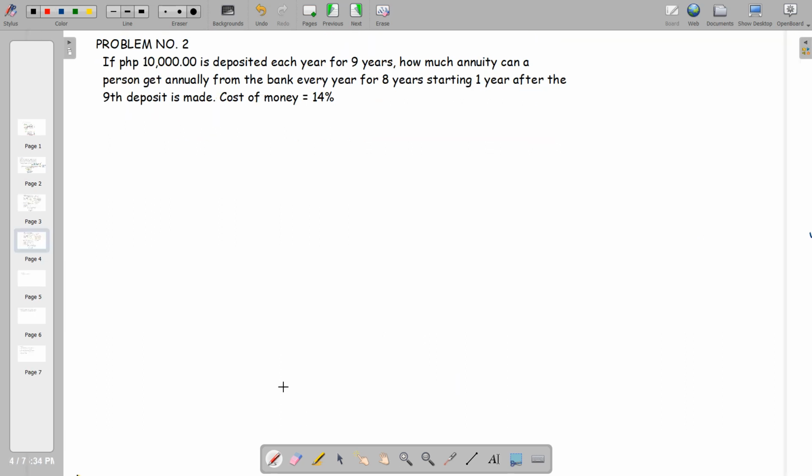Okay, so for problem number 2, we have: if 10,000 pesos is deposited each year for 9 years, how much annuity can a person get annually from the bank every year for 8 years, starting 1 year after the 9th deposit is made? So essential here is to establish our cash flow diagram. So we have here the cash flow diagram.